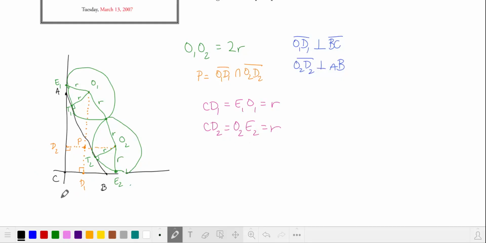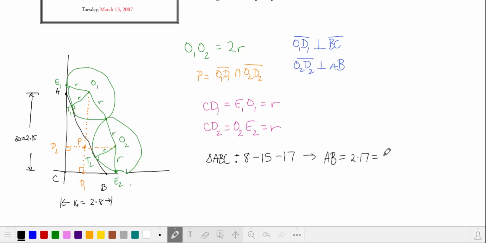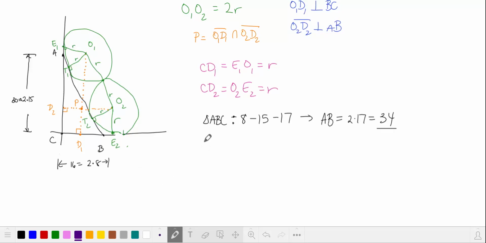You should recognize this triangle ABC as a Pythagorean triple with sides in ratio of 8, 15, and 17, which means the hypotenuse is 2 times 17, or 34. Also notice that triangle ABC is going to be similar to this triangle O1, O2, P. So we'll write out the corresponding ratios, the lengths of the corresponding hypotenuses.